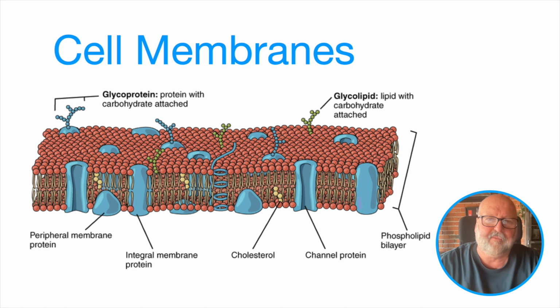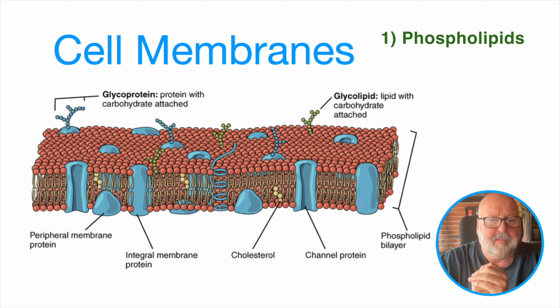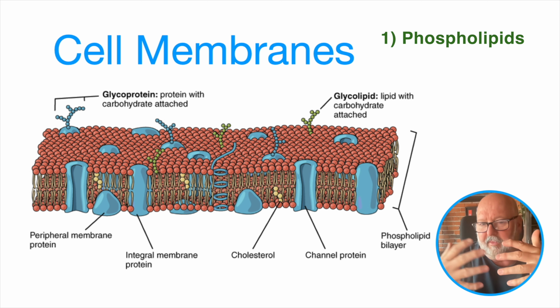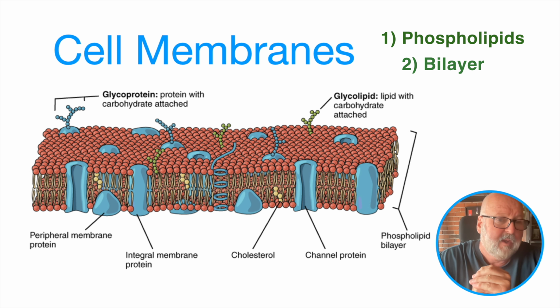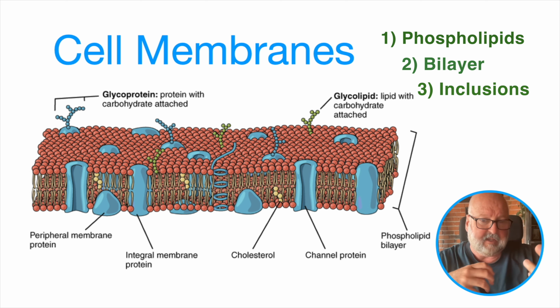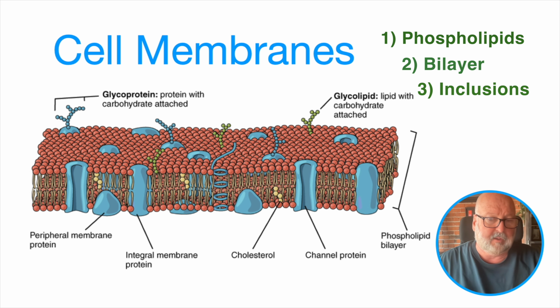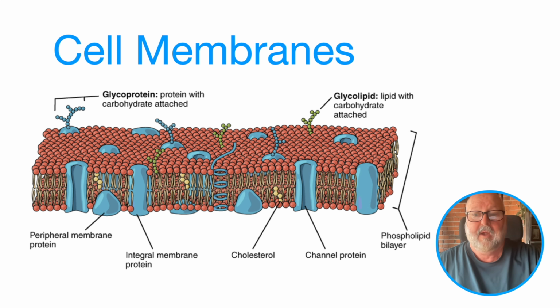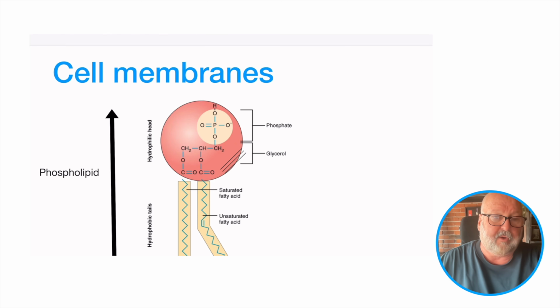In this video, we're going to have a look at the basics of the cell membrane. We're going to look at the phospholipids, which make up most of the cell membrane, and then we're going to look at how the phospholipids line up with each other. And then the next thing we're going to look at is all the stuff that's embedded and sticking out of the cell membrane. Talk a little bit about what it does. So let's have a look at phospholipids.